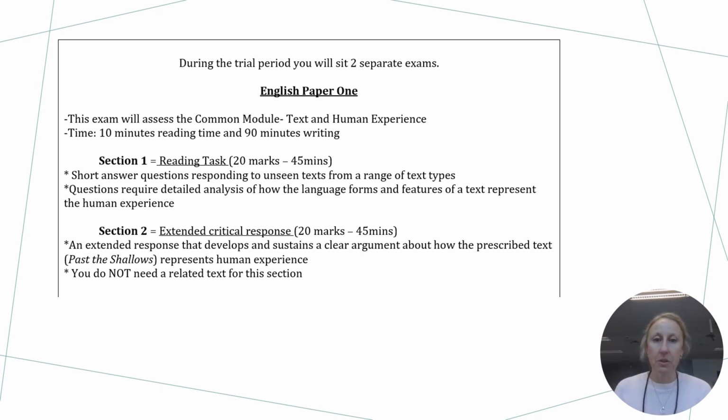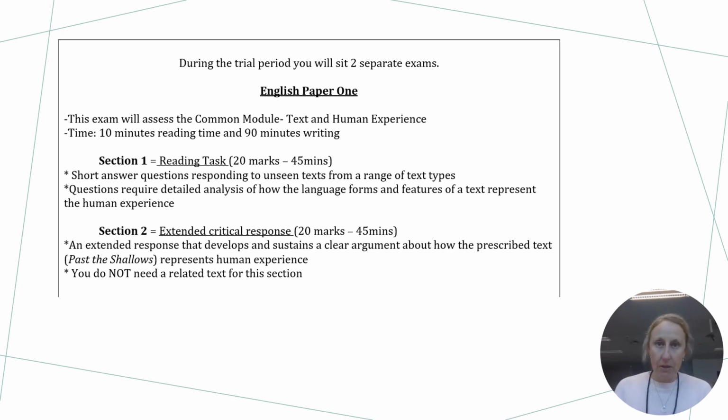All right, so we'll talk first about paper 1. Paper 1 is the common module, so it's text and the human experience. For this paper, you'll have 10 minutes reading time. During that reading time, you can't mark the paper in any way. It's for you to read and understand the layout of the paper, but mainly it's to read the short extracts. You will then have an hour and a half to write your answer.